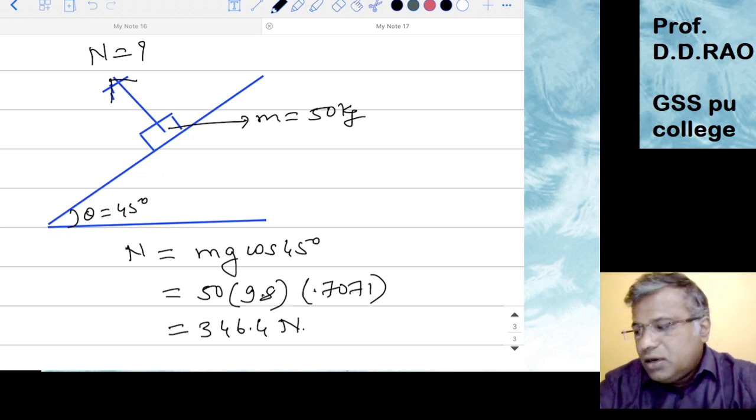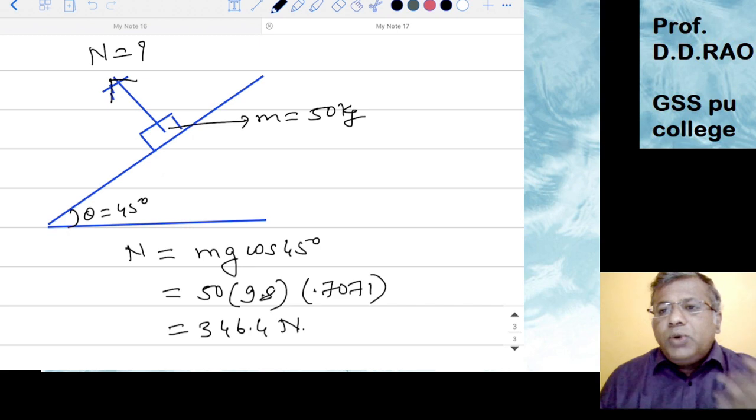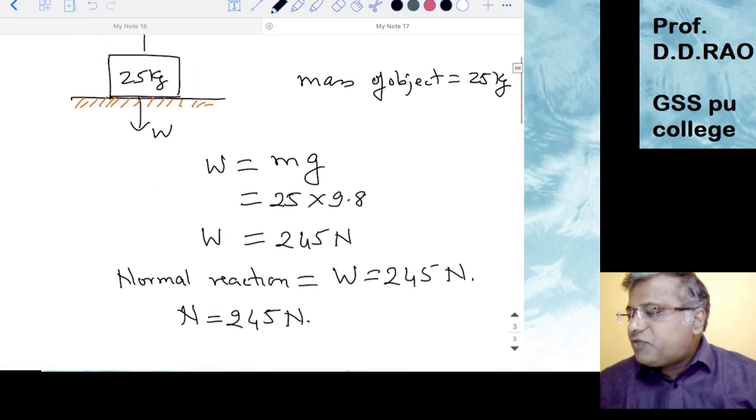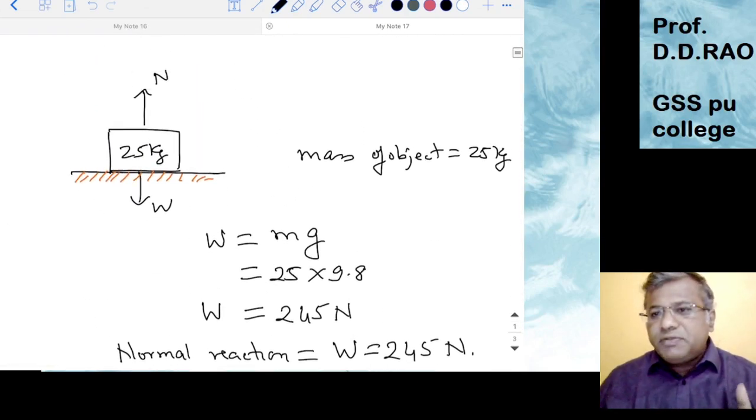So two examples I gave you, where before we had flat surfaces. When a surface is flat, the normal reaction will be equal to mg, which is equal to the weight.